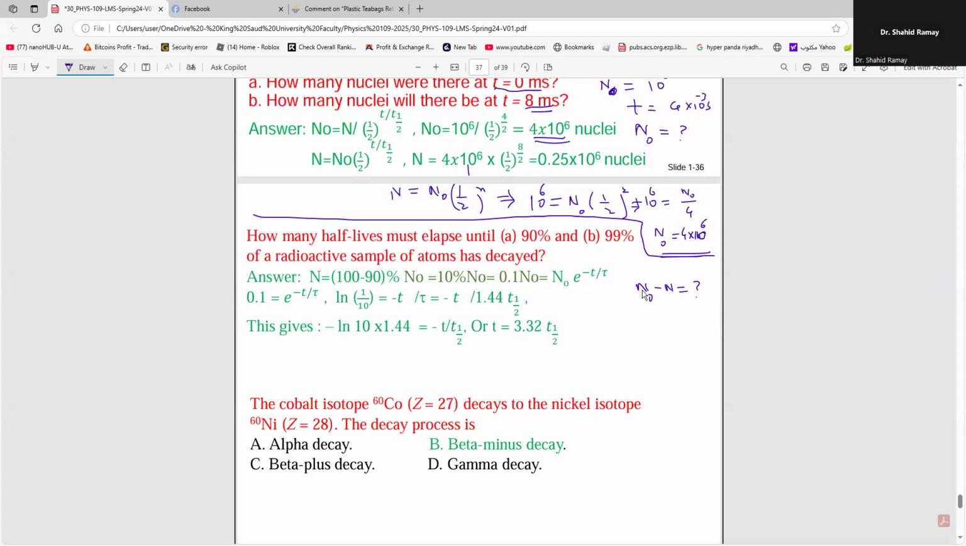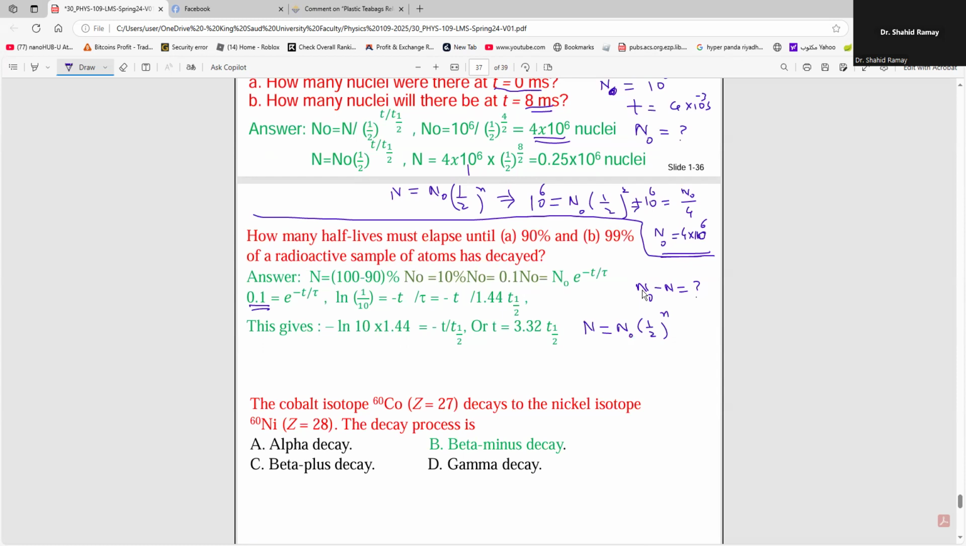So first, what will we do? First we will find the N value. Apply the formula N is equal to N naught into 1 by 2 raised to power n. Now you can solve it. So N over N naught will be what? Here you can see he has written the value of 0.1.